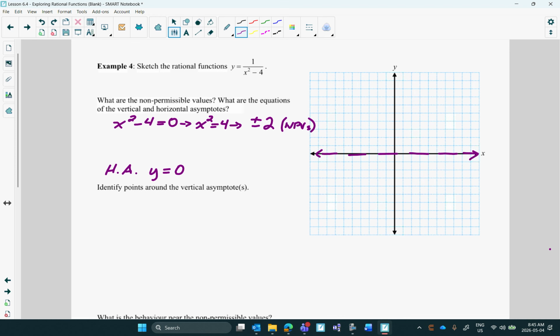So that means in this case, there's two vertical asymptotes. One where x equals -2, and one where x equals positive 2. So it's going to look like this.